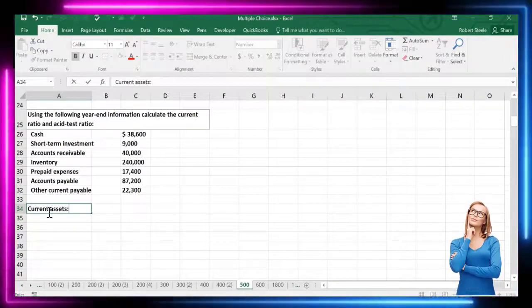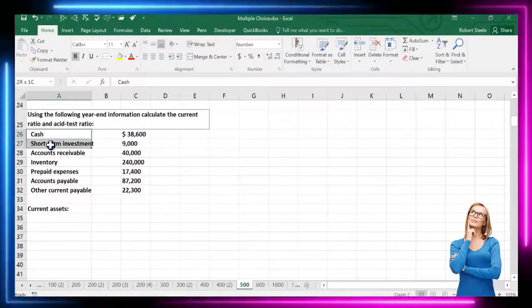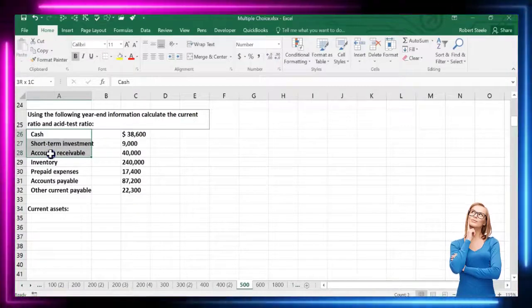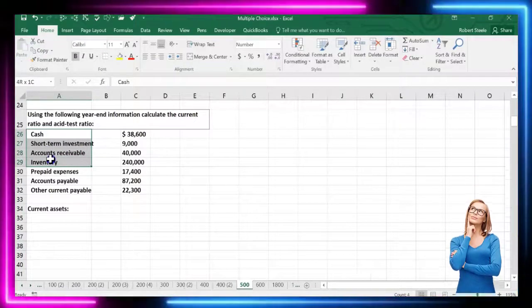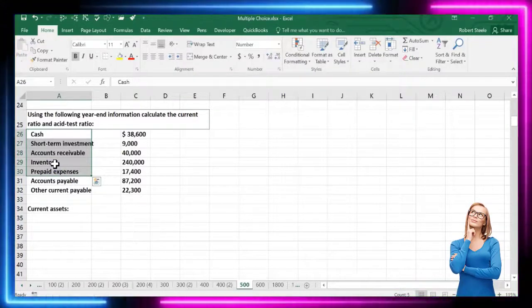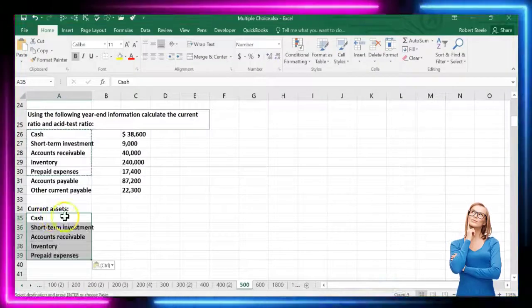and we have to decide of these which ones, of course, are current. And of course, cash is current, short-term receivables is current, accounts receivable is current, inventory is current, as well as prepaid expenses. So they gave us all these current assets. Things that would not be current would be if they gave us something like property, plant, and equipment. So I'm just gonna put those here.